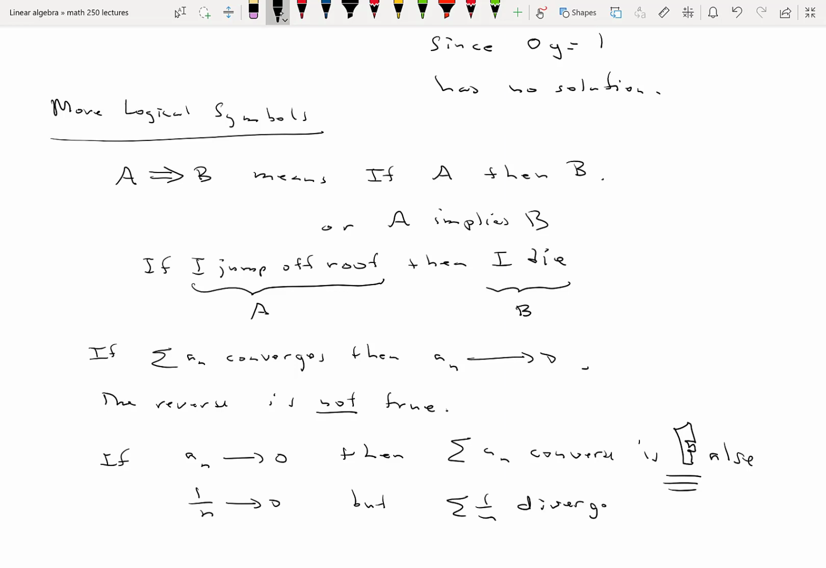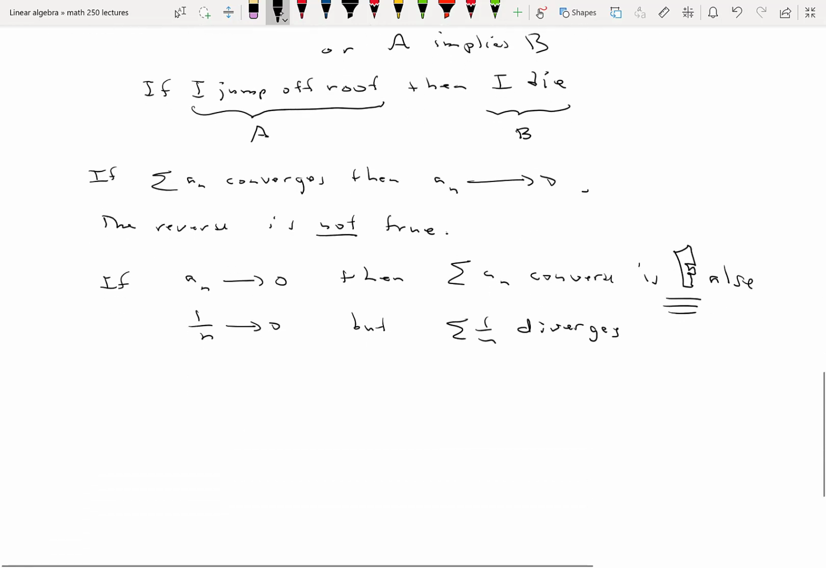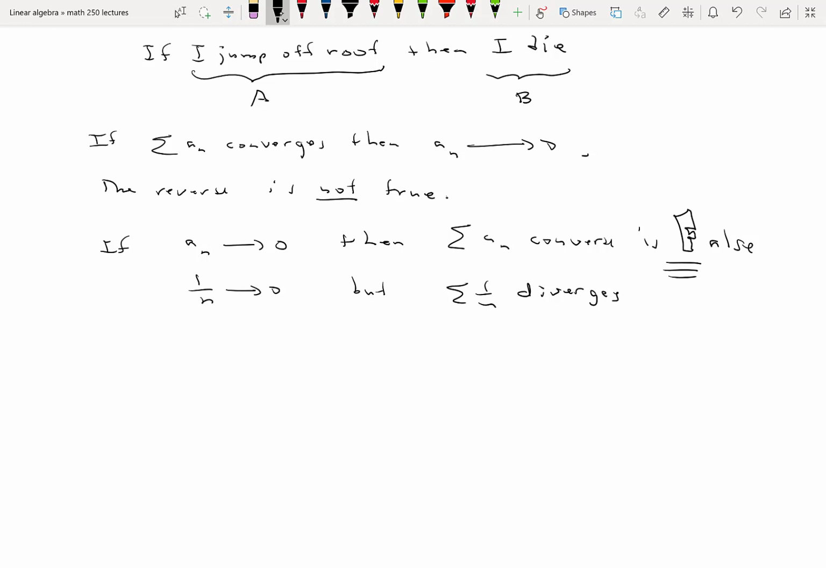It's the classic example of the test for divergence. You can't reverse the test for divergence. If the general term approaches 0, you can make no conclusion about the convergence or divergence of your series. The 1 over n does approach 0, but the harmonic series, the sum of 1 over n, diverges. We're getting back into Calc 2, and I don't want to do that. So, one more logical symbol, and we're ready for vector spaces.